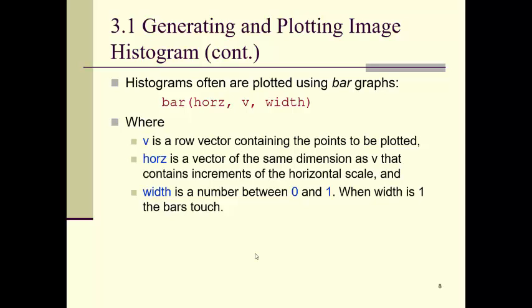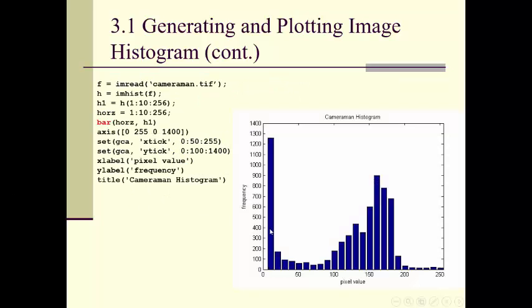And width is a number between 0 and 1. When width is 1, the bars touch. Here we'll see how this width can vary the shape of the figure. So this is one thing. It will be something like this if we apply it on another image called cameraman.tif, as well as another famous image.